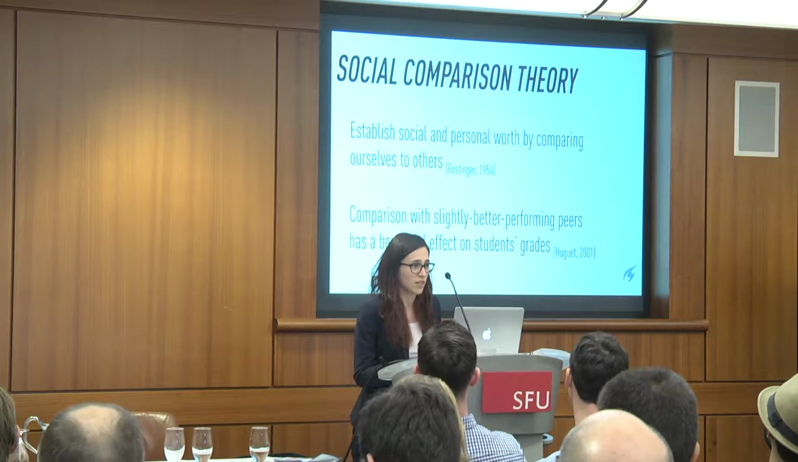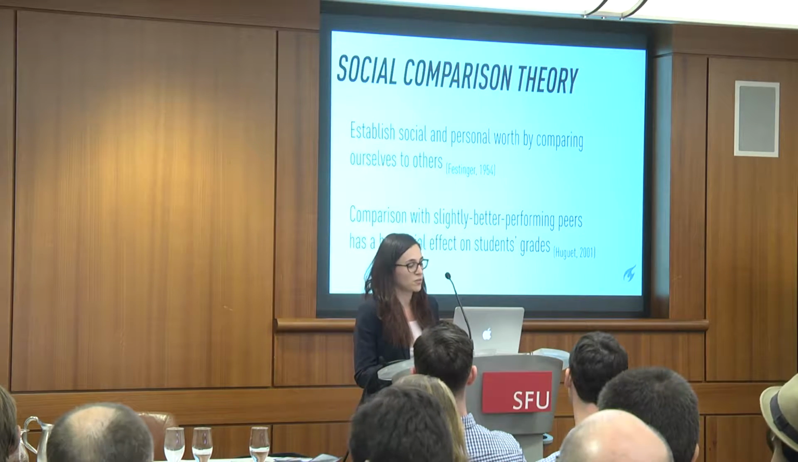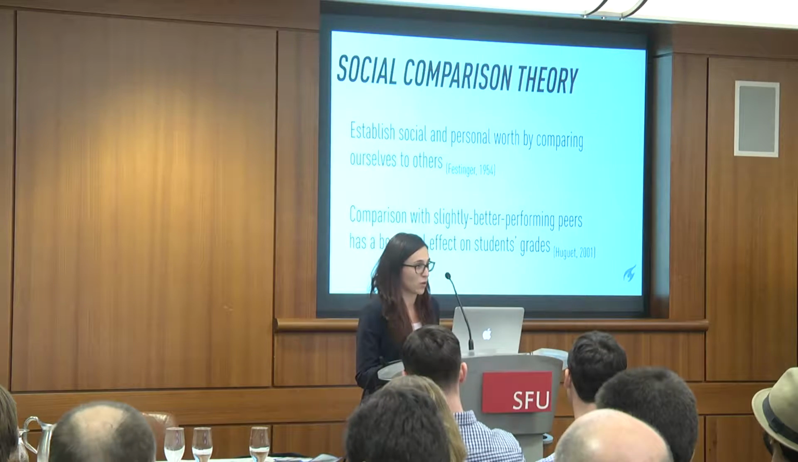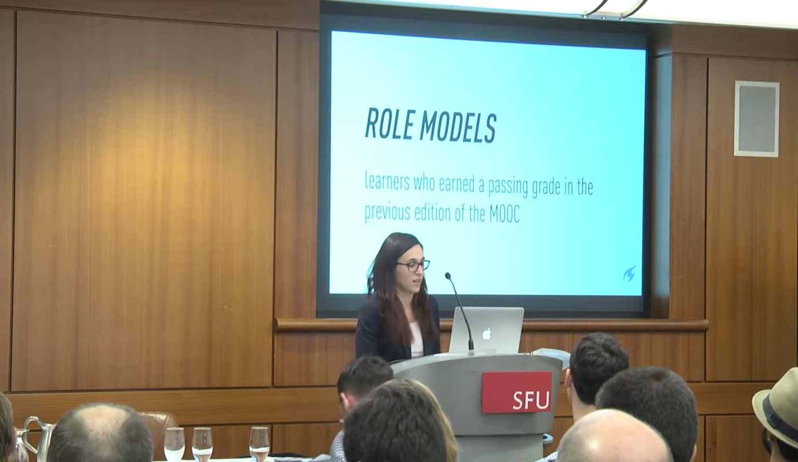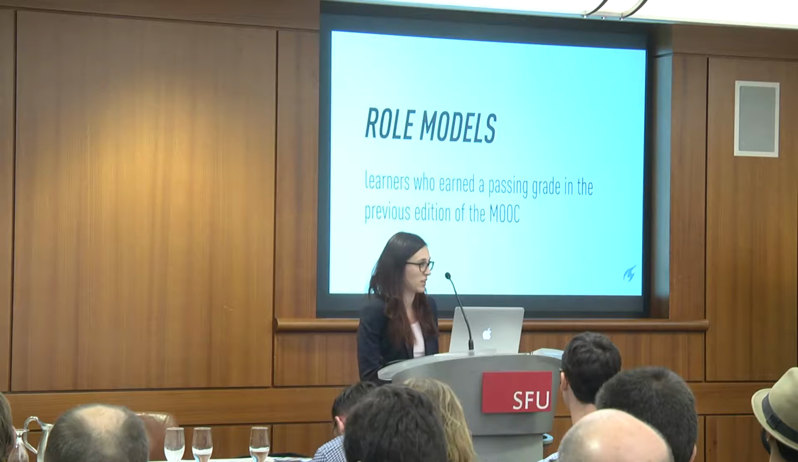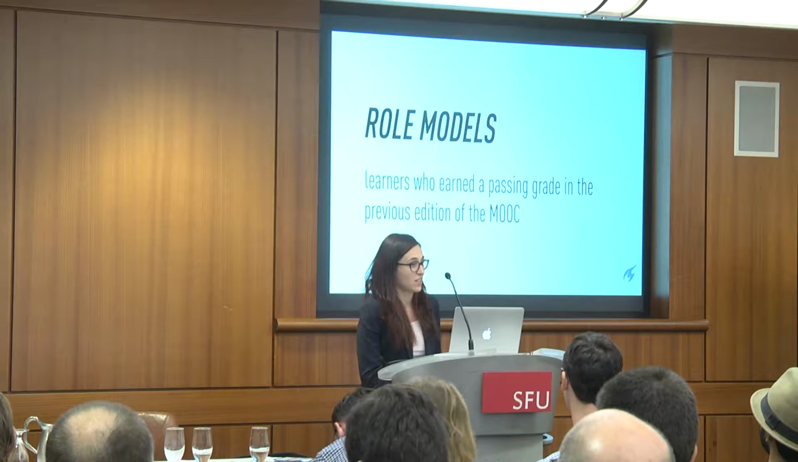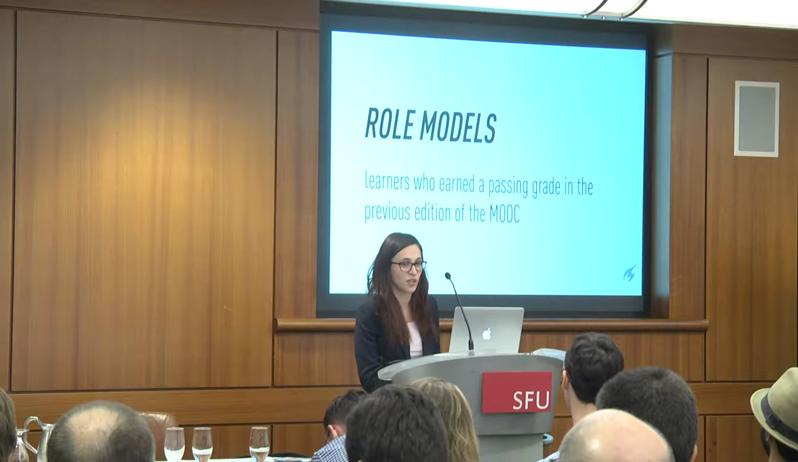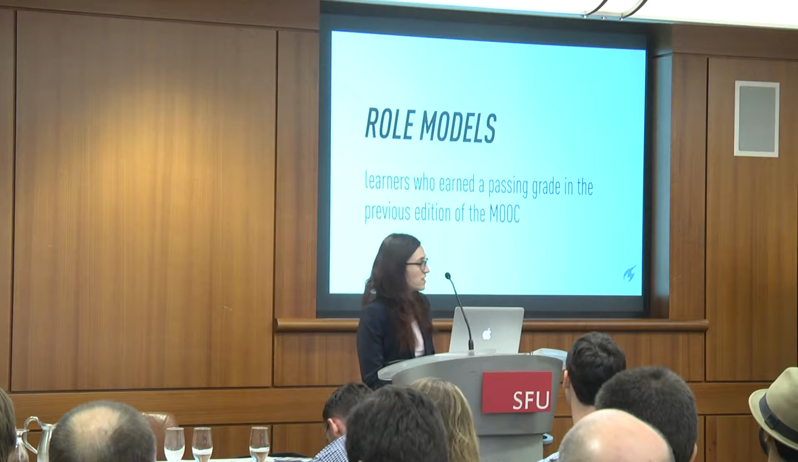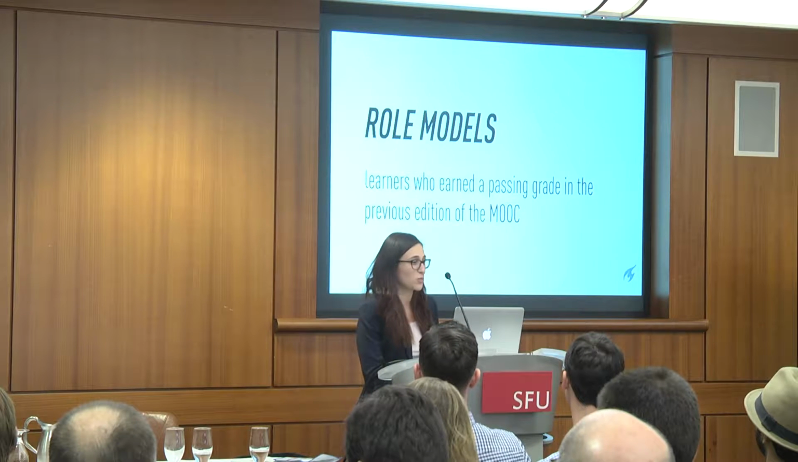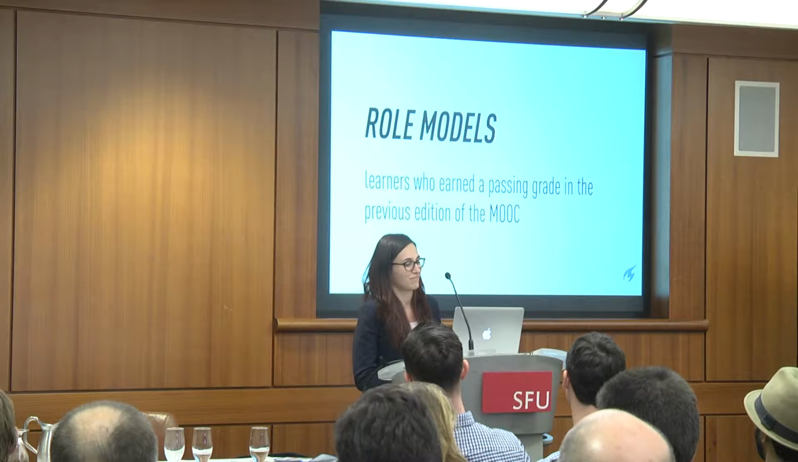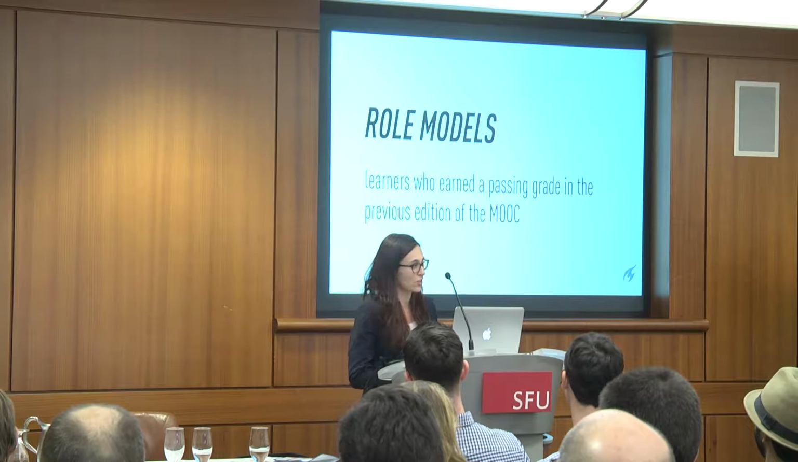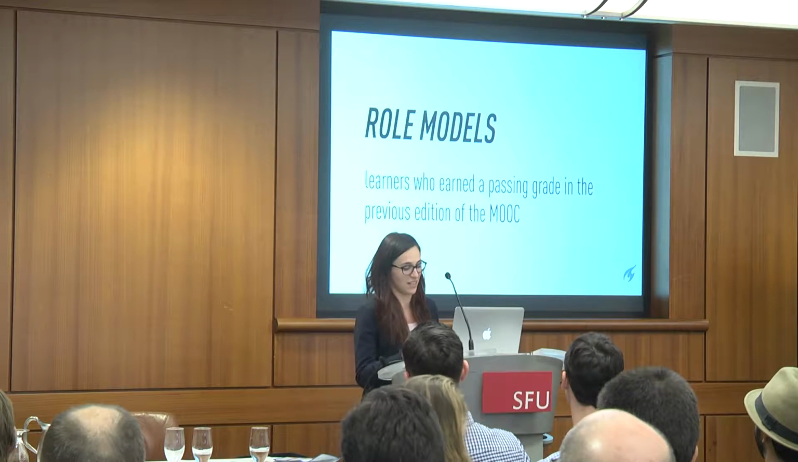So we try to use this theory in our design, and in order to provide a context for the feedback that we're offering to the learners, we are using role models, which we built based on the learners who were successful in a previous edition of a MOOC. And these successful learners are learners who earned a passing grade in a previous edition. Also, to make sure that we have slightly better models so learners can compare themselves with, we create an average learner graduate, as you will see later on.